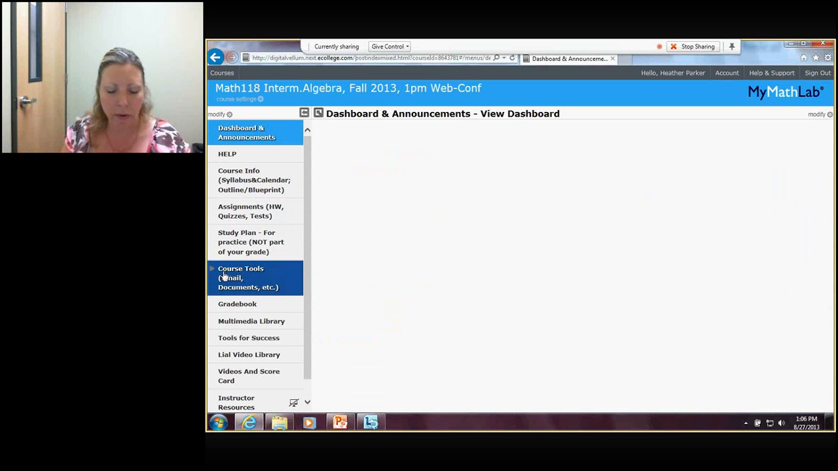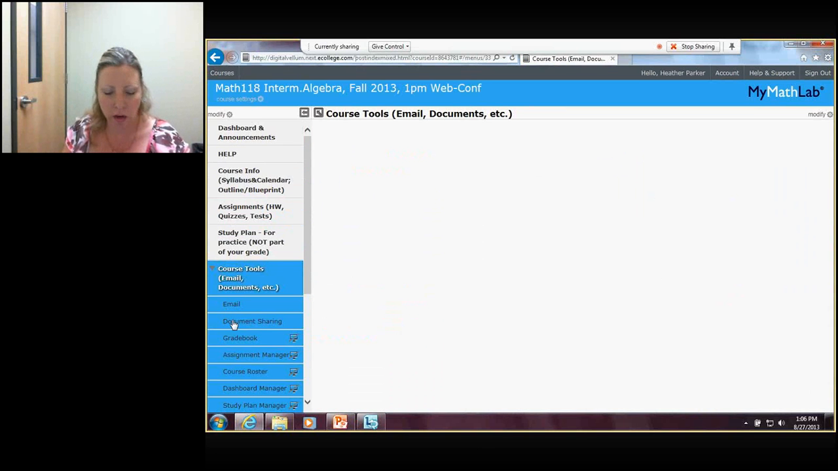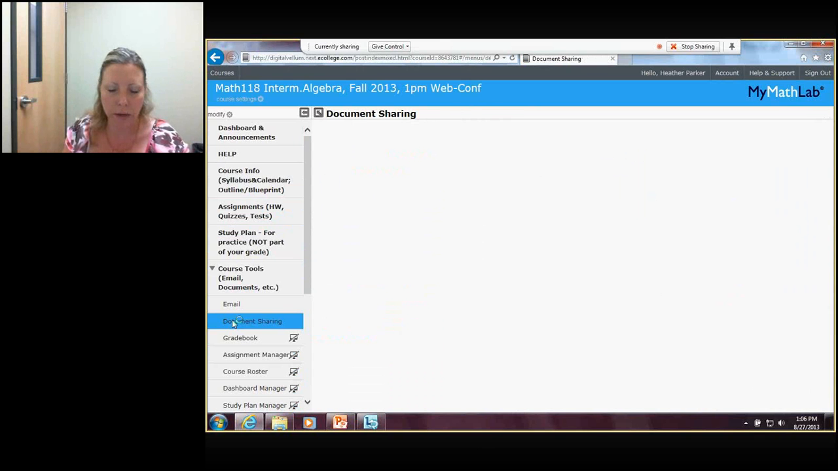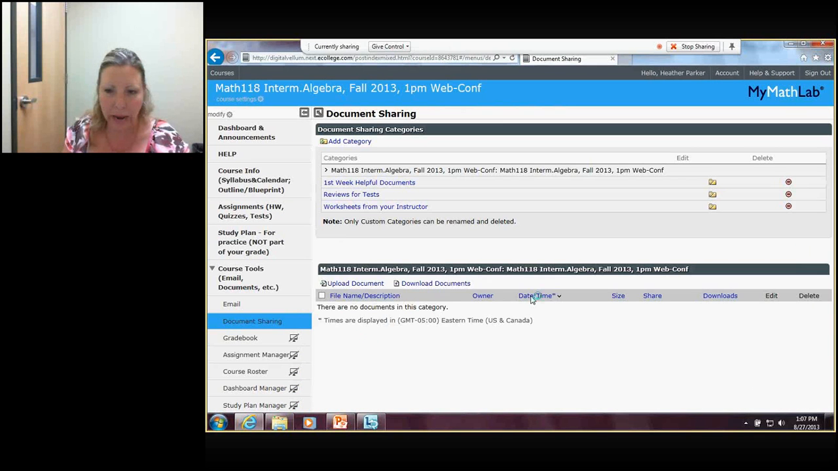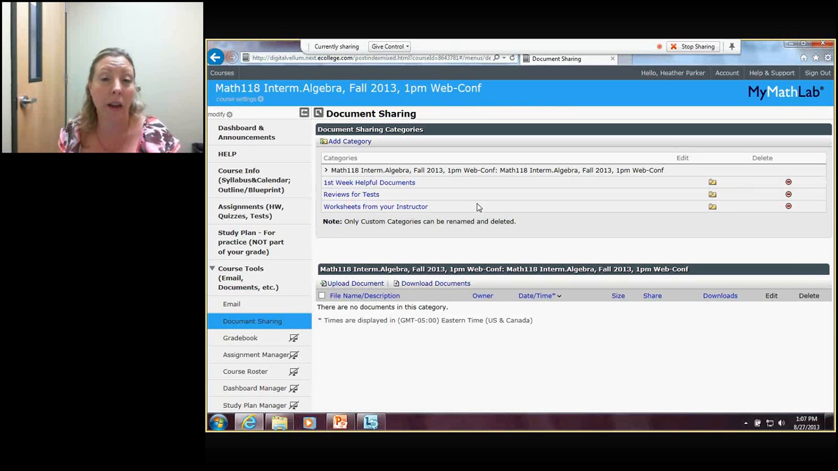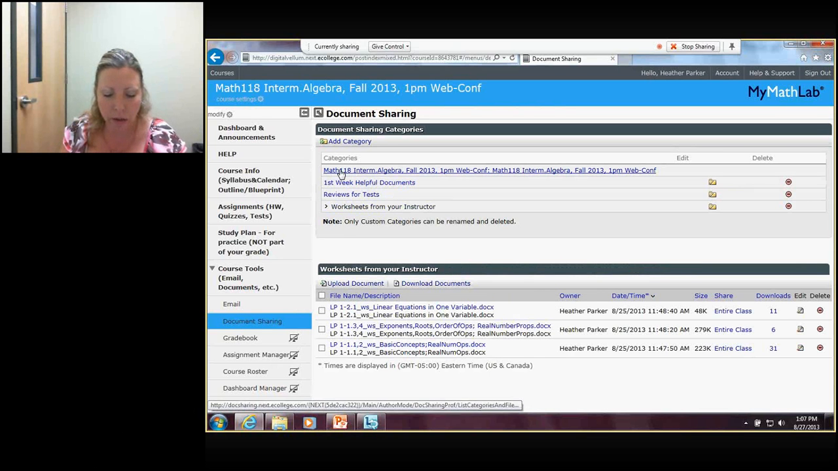Then down about halfway is Course Tools. Then two down from that is Document Sharing. I know most of you probably already printed this out, but this is where you're going to go in the future to print it out. And we have another worksheet for tomorrow. If you click on Worksheets from your instructor, under Categories up here, it's the third one down. The one on the bottom is the one we're going to do today, 1.1 to 1.2. I try to put the title of those sections so you know what we're going to be covering today: just basic concepts and different things about real numbers.